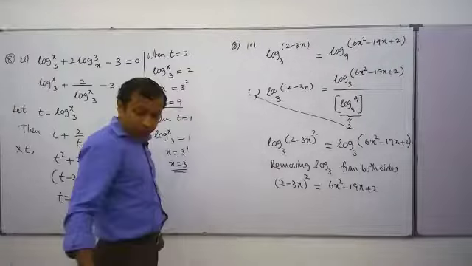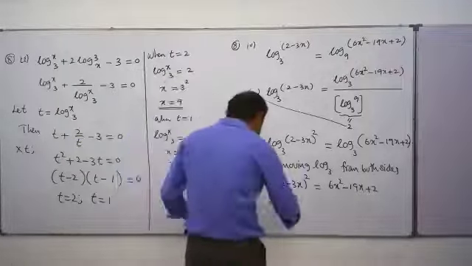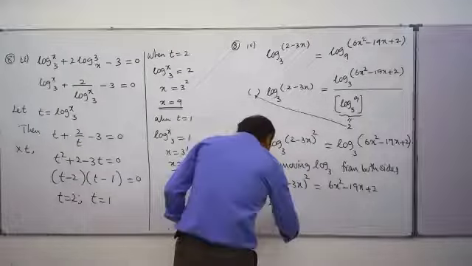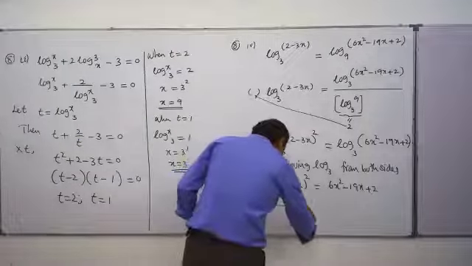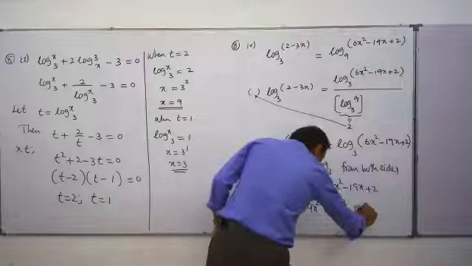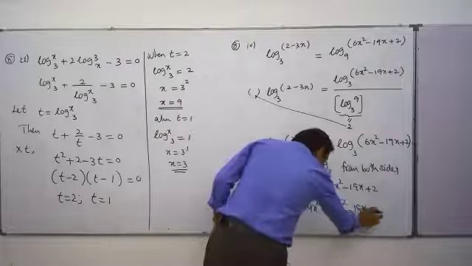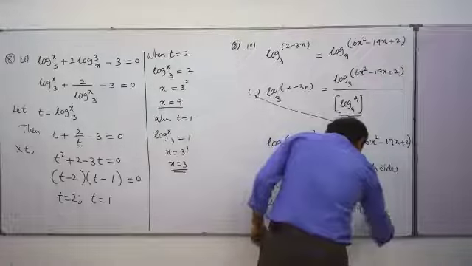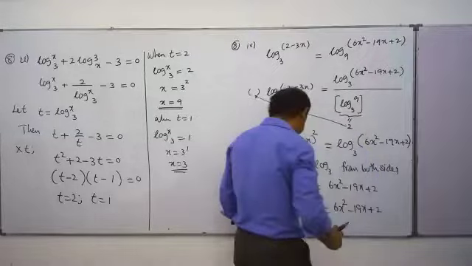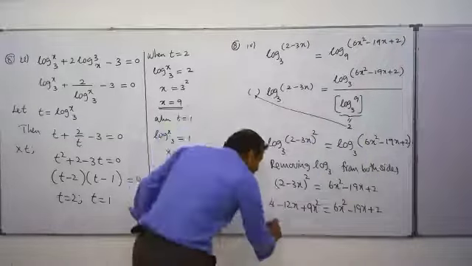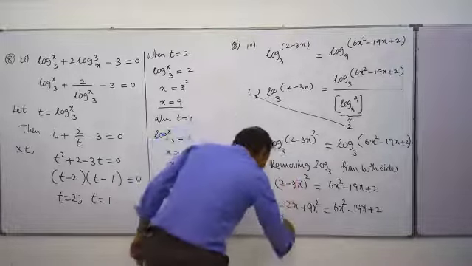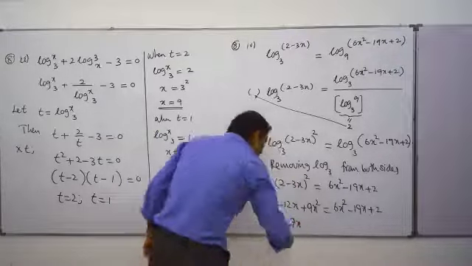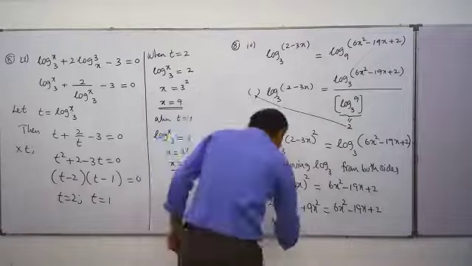Then expand this, we get 4 minus 12x plus 9x squared equals 6x squared minus 19x plus 2. Take it to this side: 3x squared plus 7x plus 2.